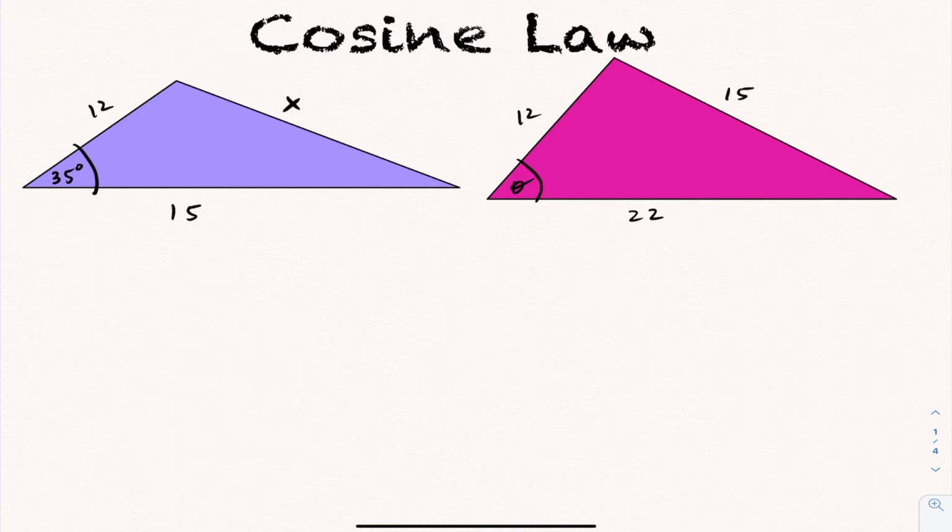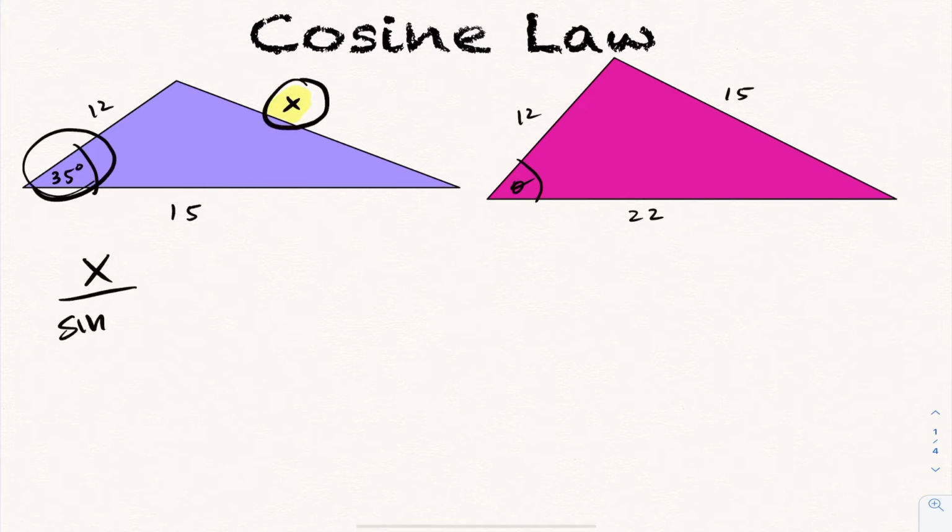Okay, look at the triangle on the left-hand side here. Let's say we wanted to solve for the length x here. First of all, it's not a right angle triangle, so I can't really approach it using our basic sine theta, cos theta, tan theta ratios. If I want to solve this using the sine law, we would say, okay, well, x divided by the sine of 35, what does that equal?